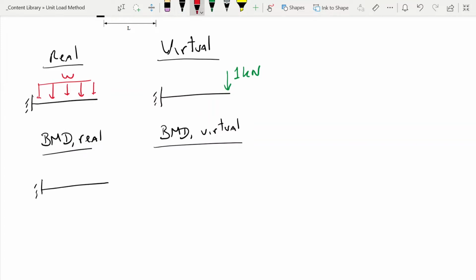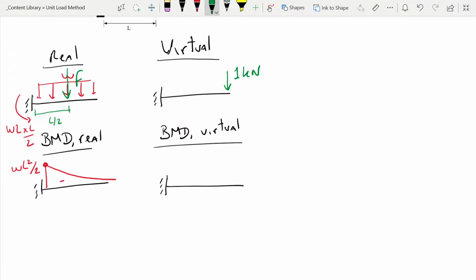The bending moment for the real one is a parabola with tension on the top, and the maximum moment, which is equal to the reaction WL times L over 2. So WL gives you this force in the middle, and then multiplied by the distance L over 2, we get that this maximum is WL squared over 2. And this is tension on the top, so we call this moment negative. In terms of the virtual case, it's pretty similar. We have tension on the top throughout, but now it's not parabolic, it's triangular. So the maximum moment will be 1 times L, so we get that the moment is L.